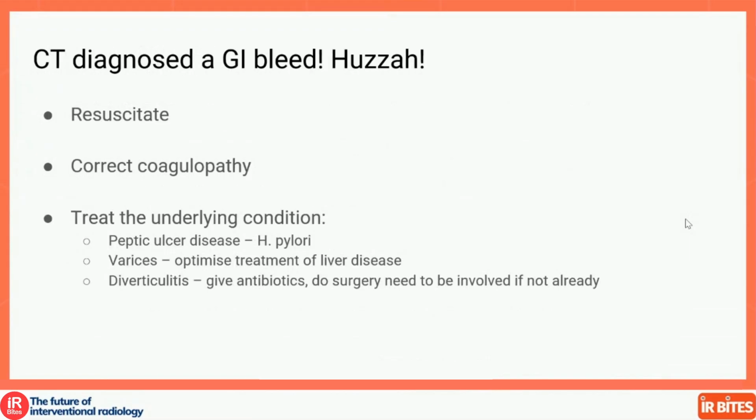So let's go back to our patient again. So CT is diagnosed with GI bleed. Huzzah, we've got the answer, all right?